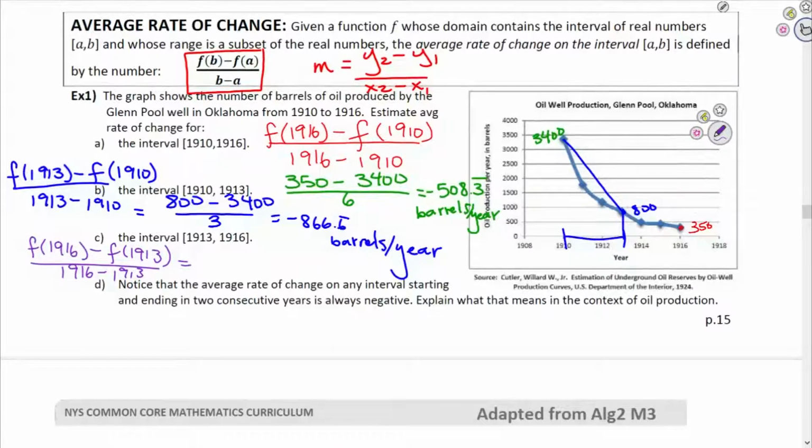In 1916, we thought that it was about 350 barrels of oil per year, and then in 1913, it was about 800 barrels of oil per year, divided by 3, because there are 3 years in that interval, and it's about negative 150 barrels of oil per year. So that is the slope of this line, or the average rate of change within that interval. Again, it's a way of thinking about the slope of a curve, and you're looking within an interval at what is the average change within that interval.